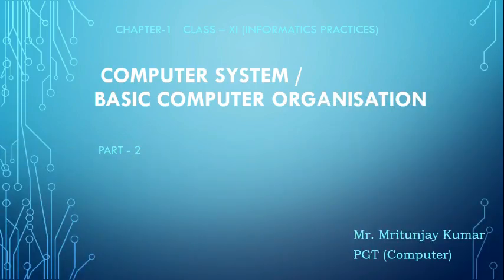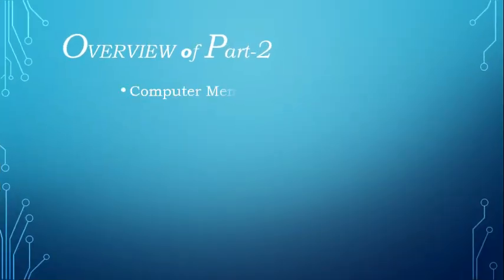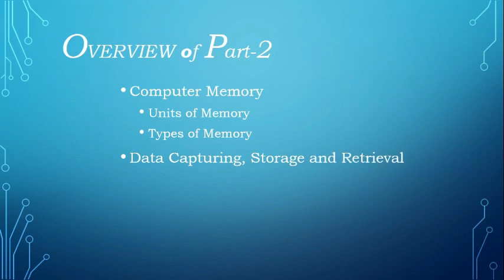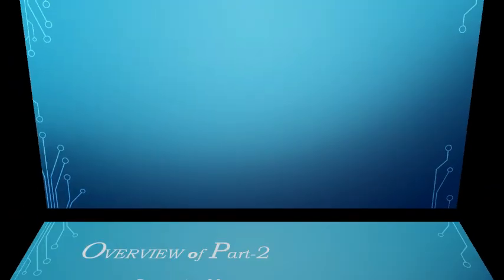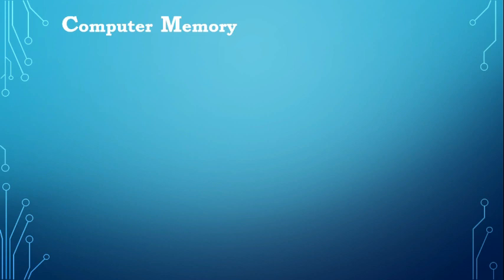In continuation with the previous video, in this second part we learn computer memory, units of memory, then we'll see types of memory. Along with it, we'll learn data capturing, storage and retrieval, data deletion and recovery. Let's start with the computer's memory.